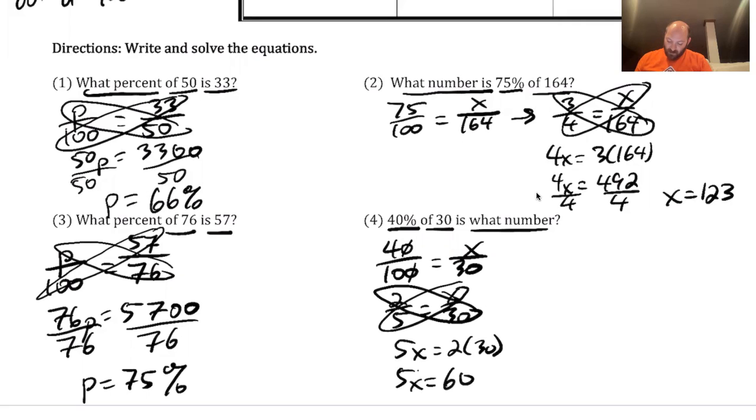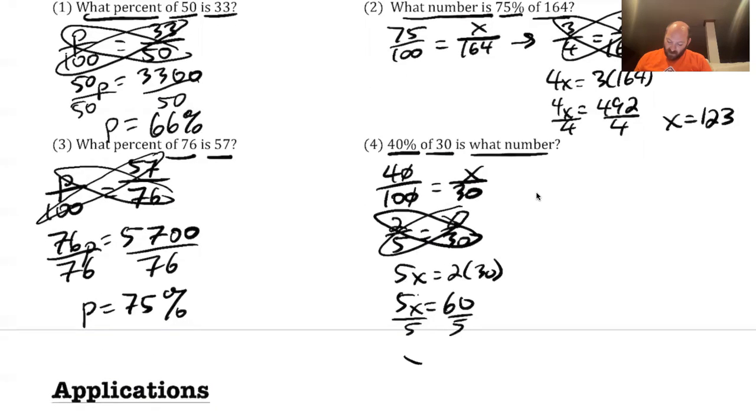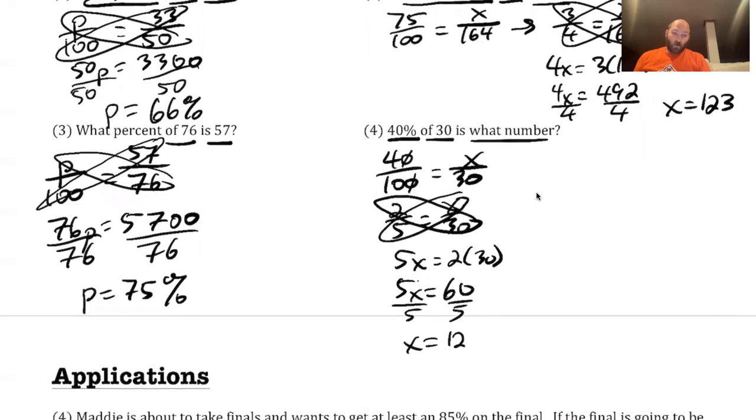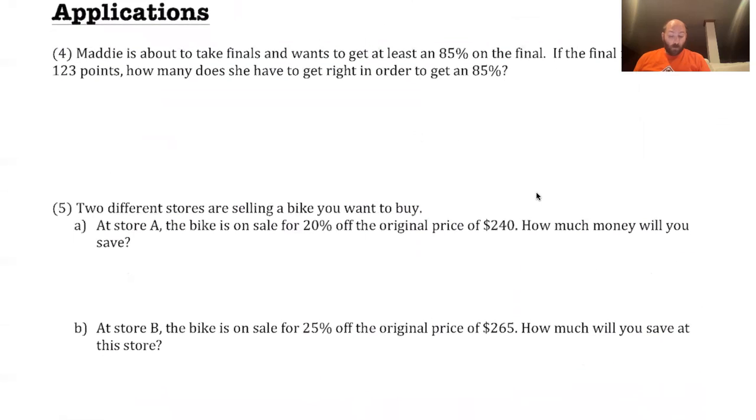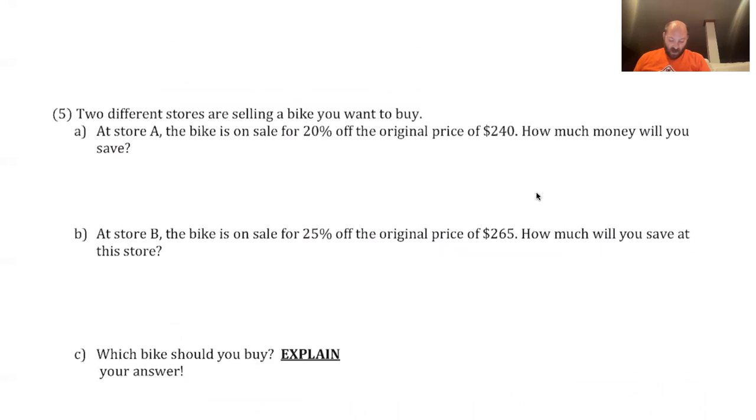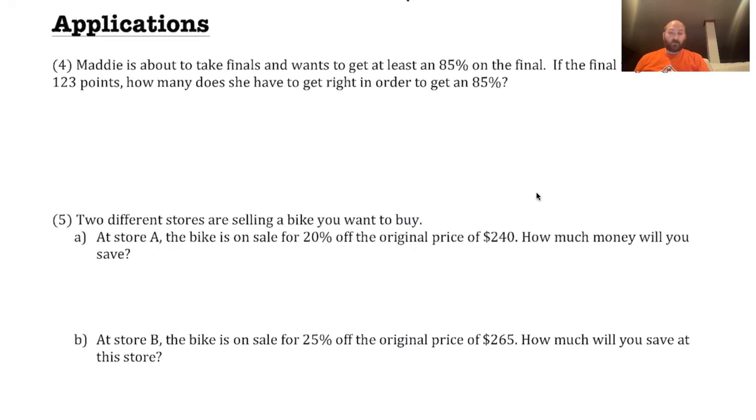5x equals 60. Then we divide both sides by 5, and I get x equal to 12. So 12 is 40% of 30. Okay, so these are our basic percentage problems. We're also going to be able to apply those to some word problems. Okay, so we got 4 and 5 to go over here.